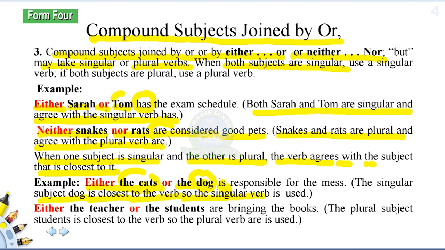So the singular verb is used. Remember, the singular subject, dog, is closest to the verb. So the singular verb is used. So we're going to use is.